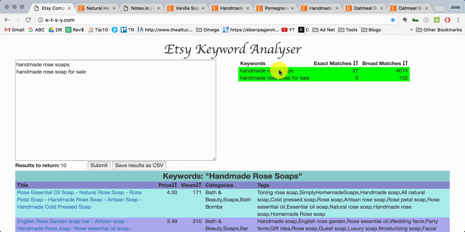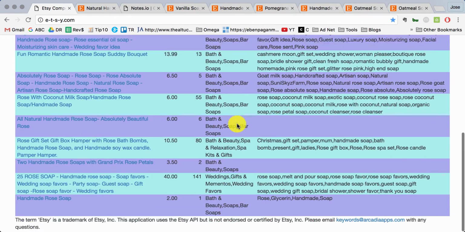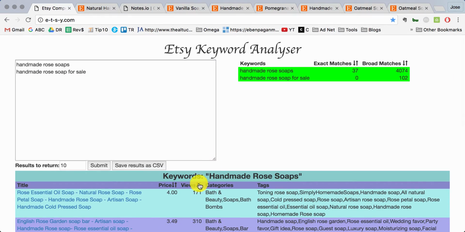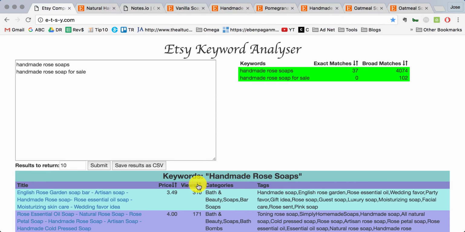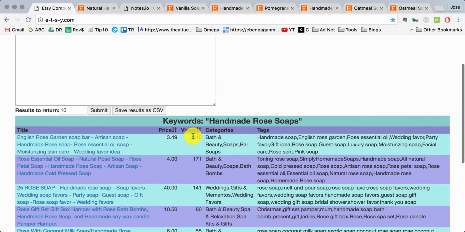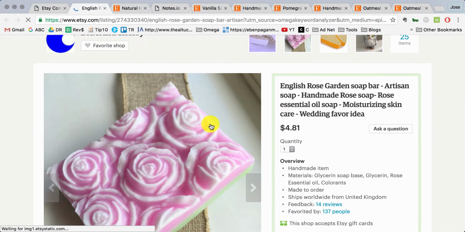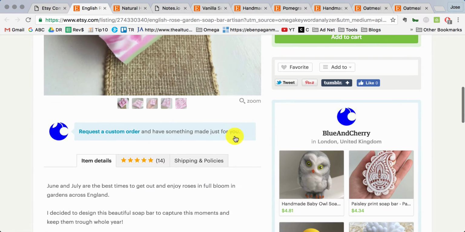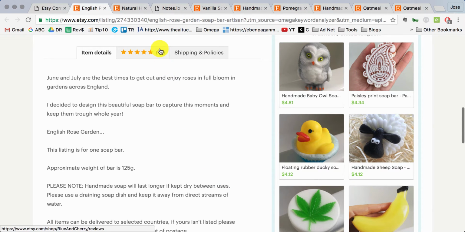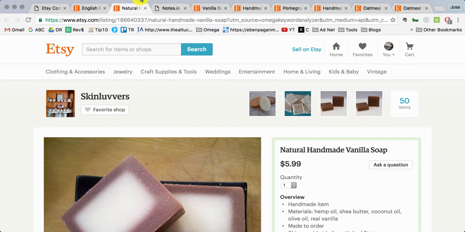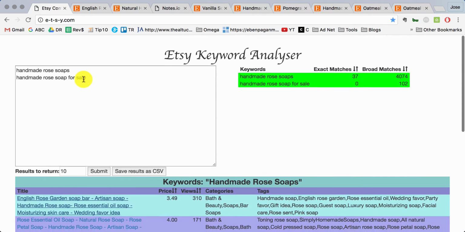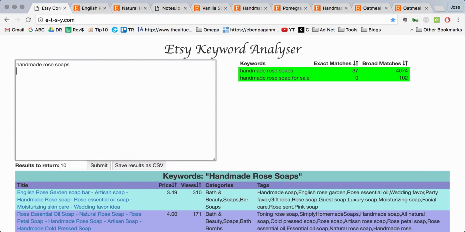So I'm going to click here, and then, again, I would just sort it by the views, unless price is important for you, but I'd look by views. Have an idea of what the competition is charging for a soap like that. You can click on it, and again, take a look. Again, let's see, they have some sales, it's nothing crazy. We're going to do one more. It's just a more broad match.